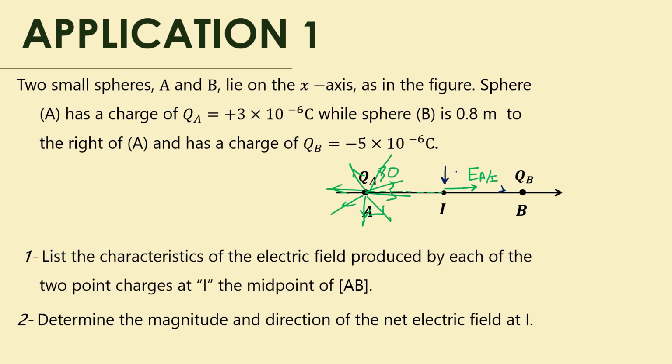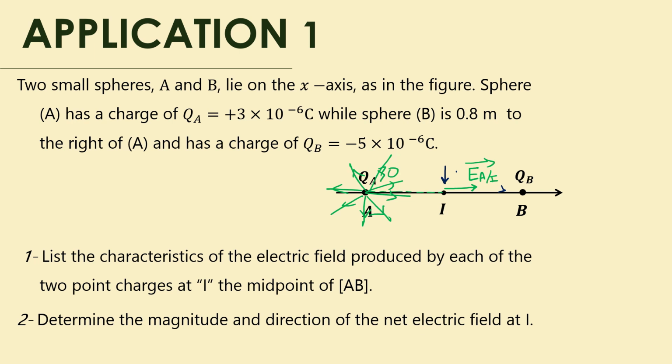I can write it in this way. Some people might write electric field at I due to charge QA. This is correct. Electric field of A or QA on point I is also correct. It's up to you. No matter which form you use, however, keep in mind that you're going to be using it throughout the whole exercise.